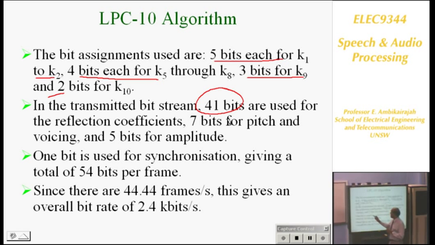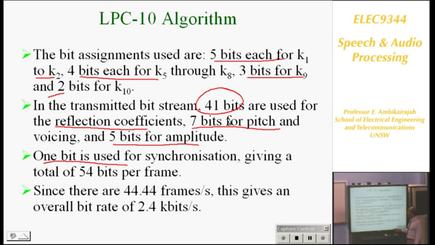So you need to go back in your notes and see what a reflection coefficient is. They can be derived from the LPC coefficients. And then you need 7 bits for pitch. Naturally, pitch is in the region of 50 hertz to 400 hertz, so 10 bits is more than sufficient to represent a pitch. 7 bits is enough in this case. And then 5 bits for the amplitude. You want to know whether it's voiced or unvoiced, and you want to know the amplitude as well. So you need 5 bits. Then 1 bit is used for synchronization, giving a total of 54 bits per frame.